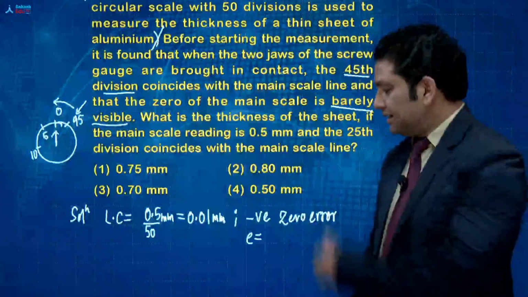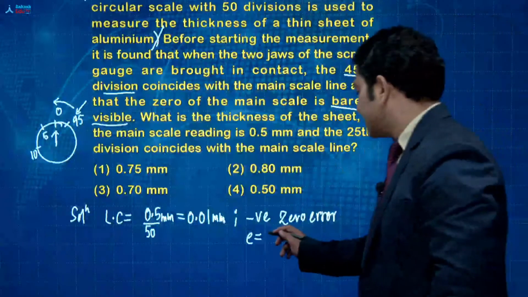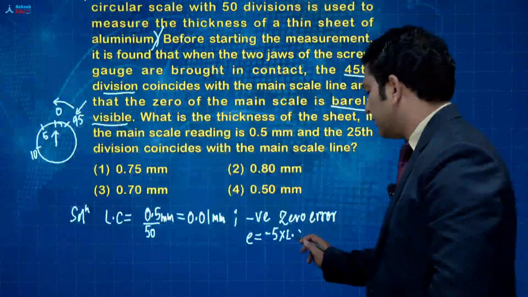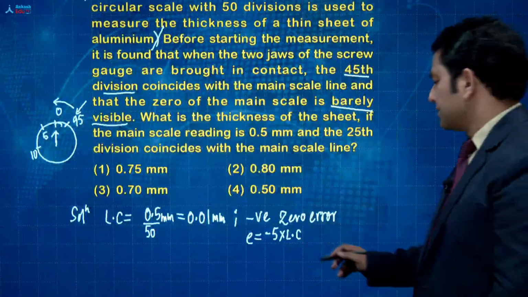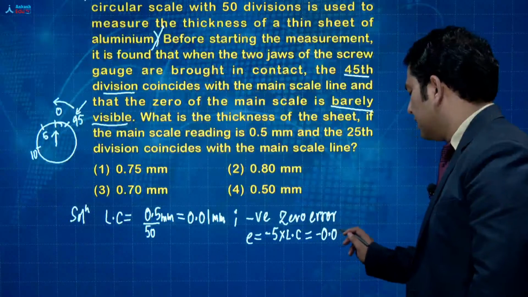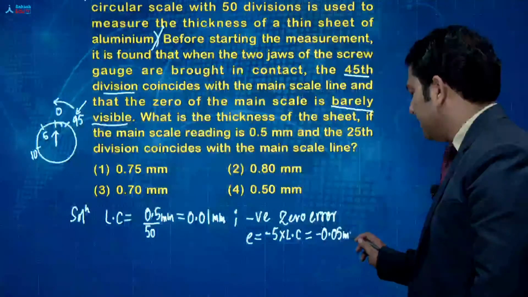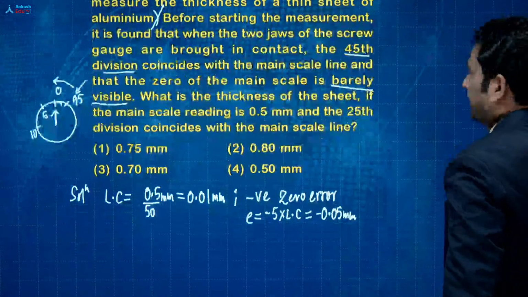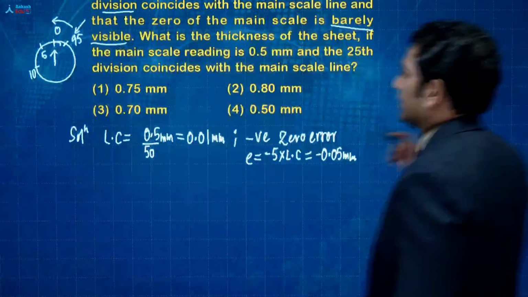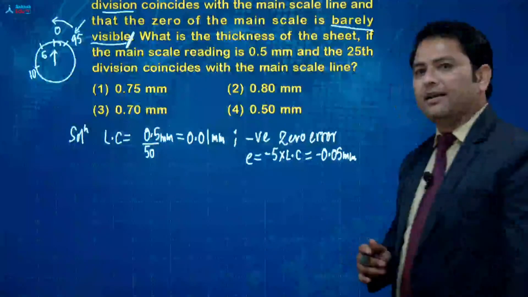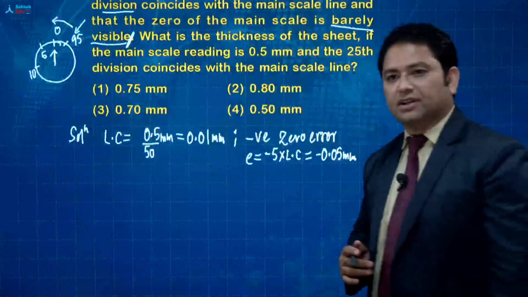All right, now let's come there. Zero error, that's going to be minus of 5 multiplied by least count. All right, now why 5? That has been clear, and that is minus of 0.05 millimeter. So this has been done. Okay. So up until now, on the basis of information so far, we could extract this much information.